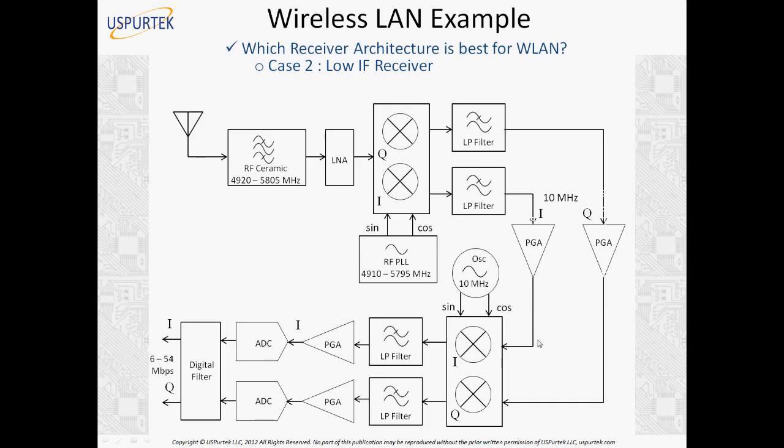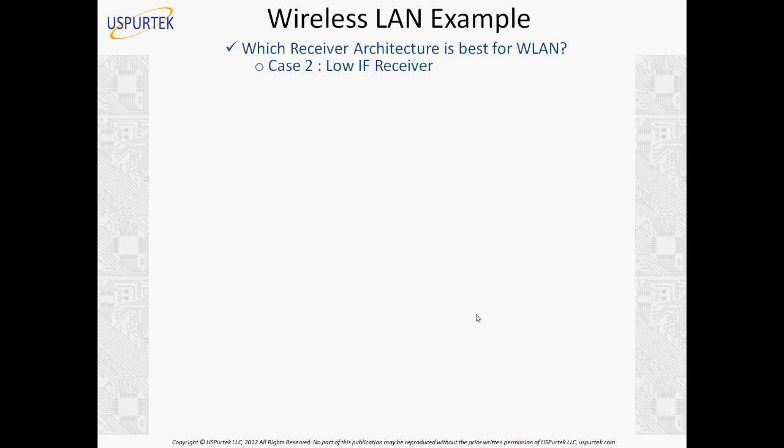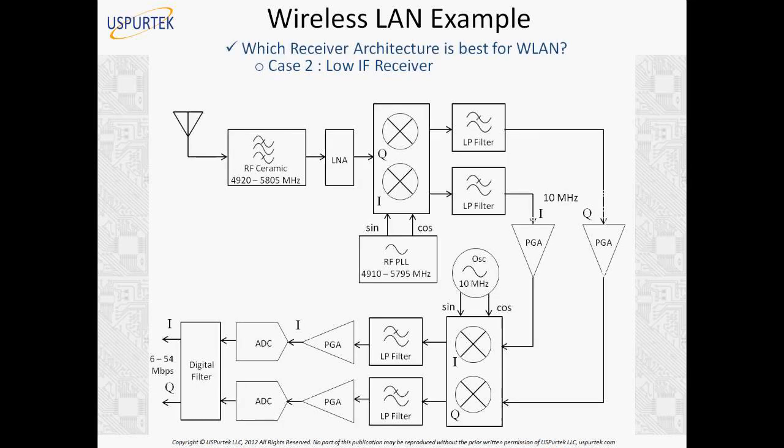We are having an RF PLL which is 4 gigahertz here. So much higher frequencies, which will add to the cost and complexity and the difficulty of implementing. So many discrete external components. You have an additional second low IF quad IQ mixer and it's not ideal for broadband applications such as wireless LAN.